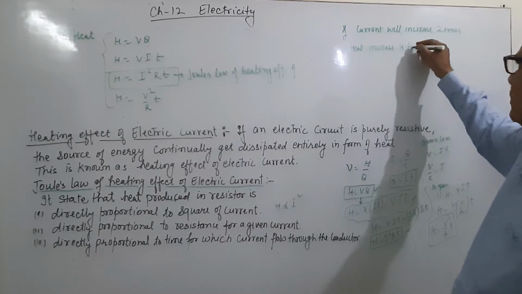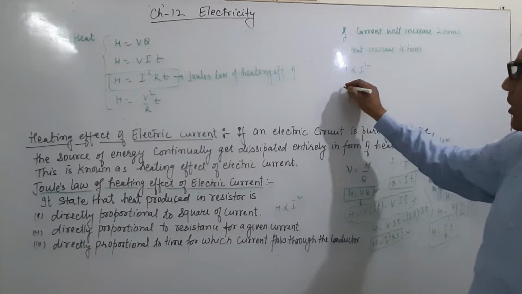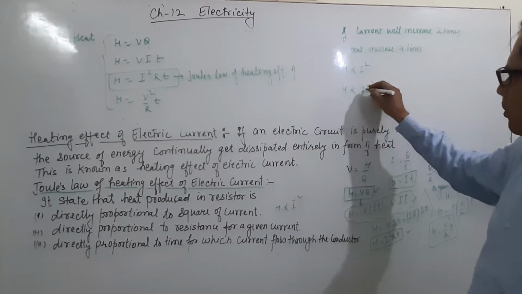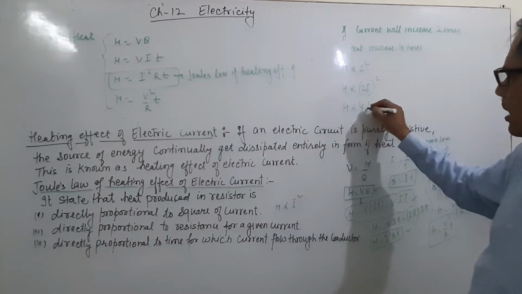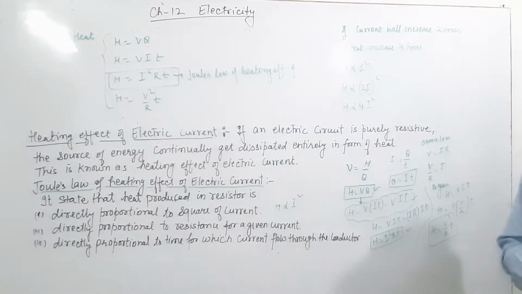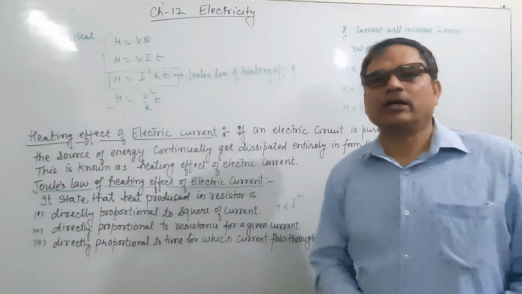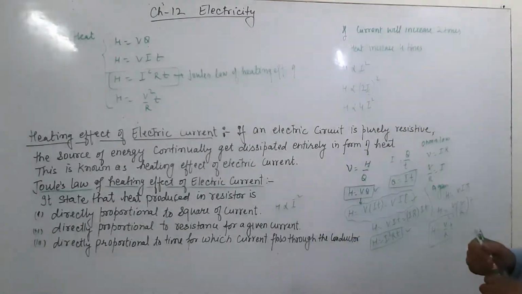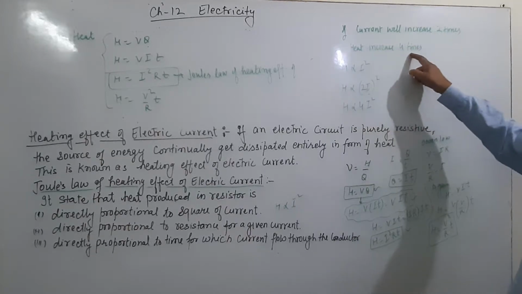How? Listen carefully. H is proportional to I square. If current is doubled, 2I whole square, that means H is proportional to 2 square, which is 4I square. That means heat is produced 4 times. And now similarly, if we increase the current 3 times.